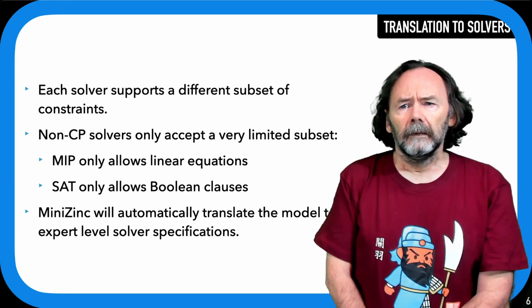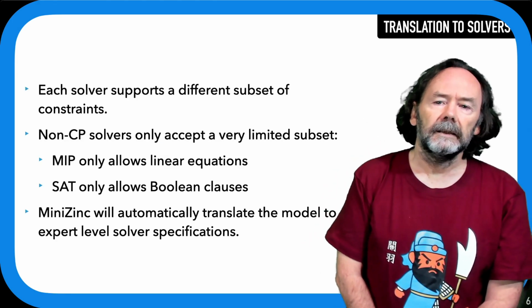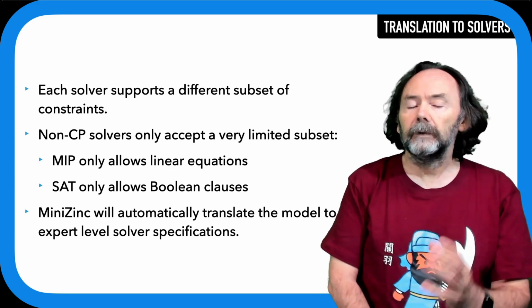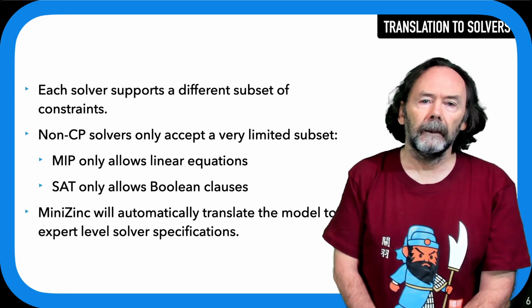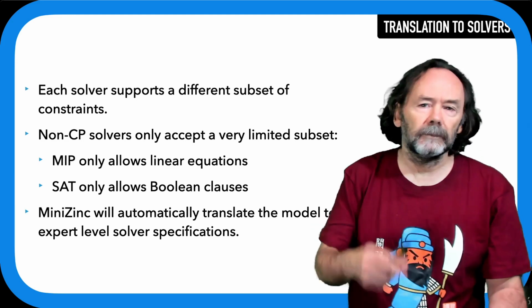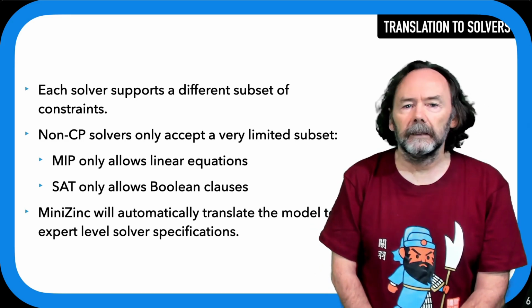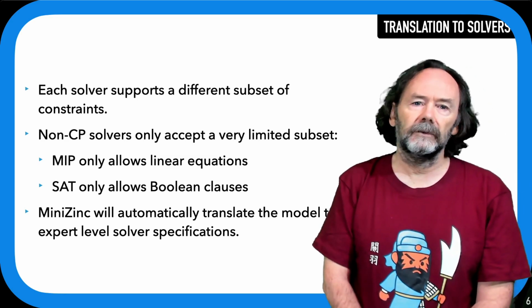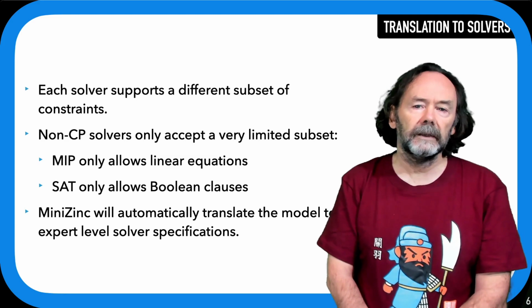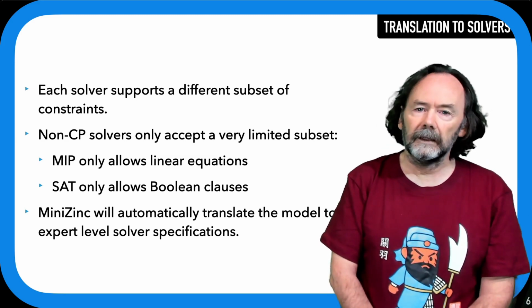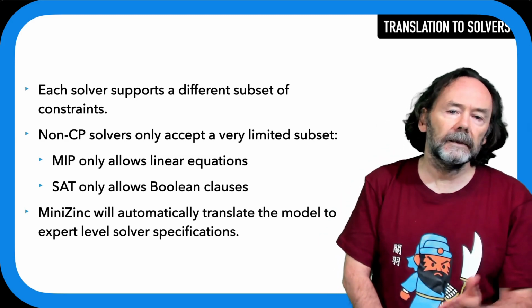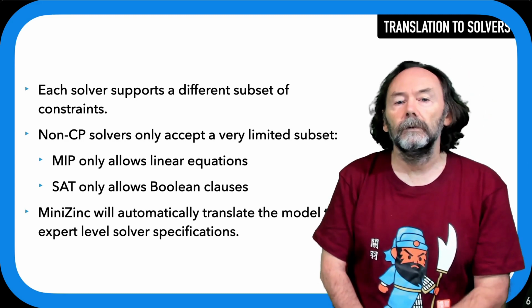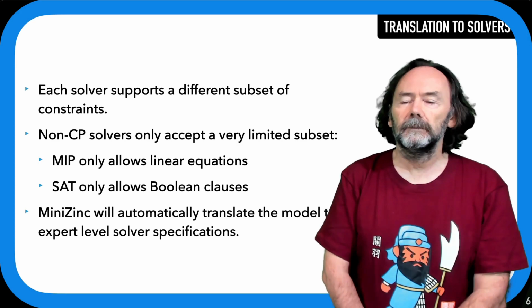Now, one of the key things about MiniZinc is it attaches to many, many different solvers. The idea is that the model we're writing is independent of the solver. Now, this is easy for CP solvers, which may directly handle regular constraints and global cardinality constraints, but non-CP solvers only accept a very limited subset of constraints. So MIP only allows linear equalities and inequalities, SAT only allows Boolean clauses. And what MiniZinc does is automatically translate the model using these high-level structures into these low-level possibilities that some solvers accept.